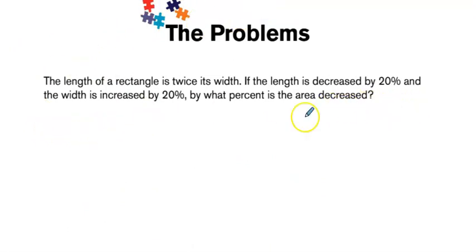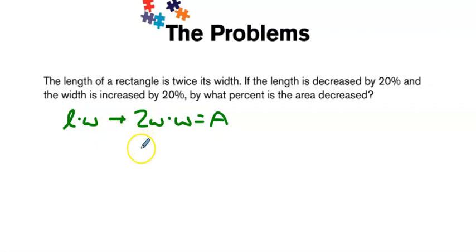If the length is decreased by 20% and the width is decreased by 20%, by what percent is the area decreased? So we know that the area of a rectangle is length times width, and in this case, the length is twice the width, so the area is 2w times w. The length is decreased by 20%, which means that it is going to have just 80% of what it started as. So I've decreased it by 20%, now it is only at 80% of what it had been, and the width is increased by 20%, which means we are going to multiply that by 1.2, 100% and 20%.